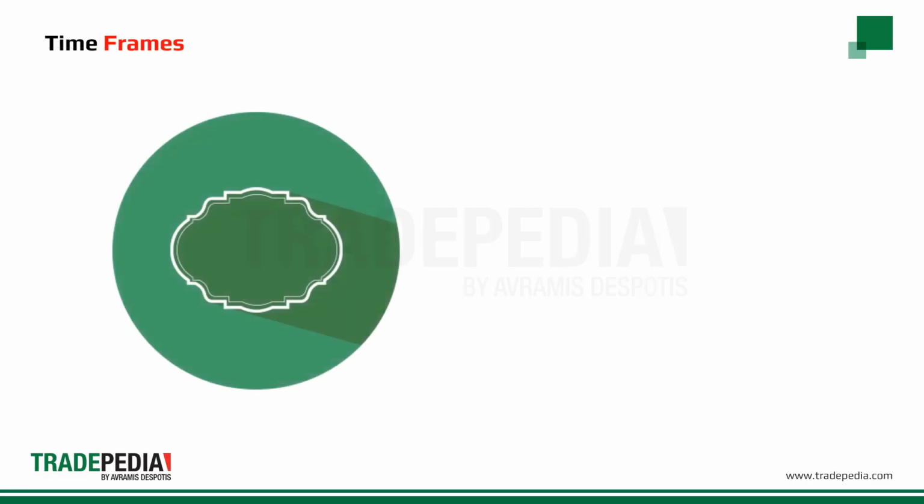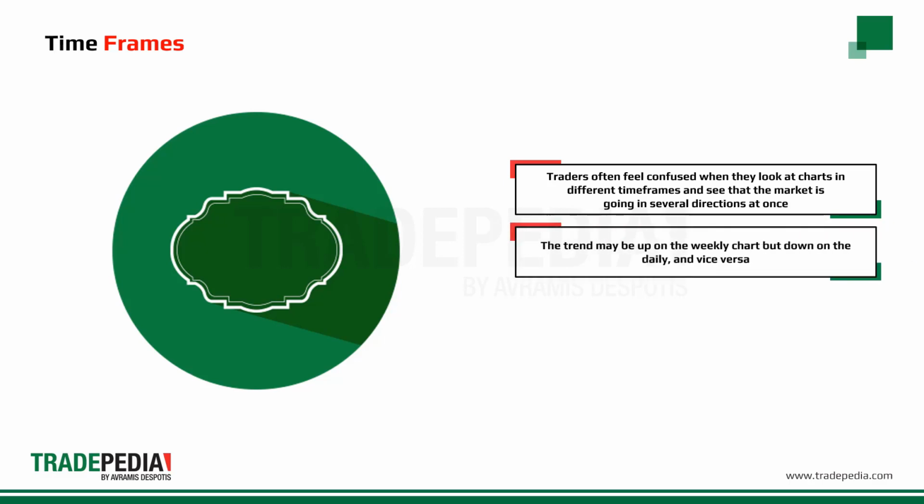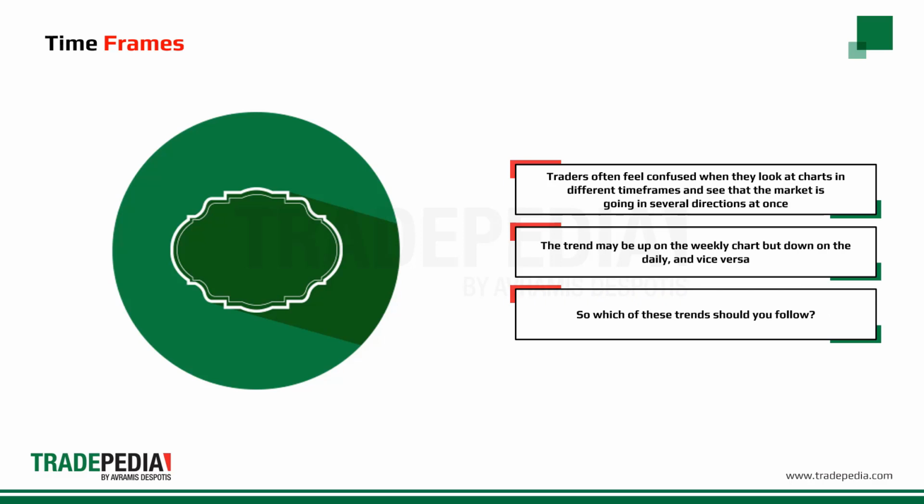Time frames. Traders often feel confused when they look at charts in different time frames and see that the market is going in several directions at once. The trend may be up on the weekly chart, but down on the daily, and vice versa. So which of these trends should you follow? To understand more on this subject, let us see the following.